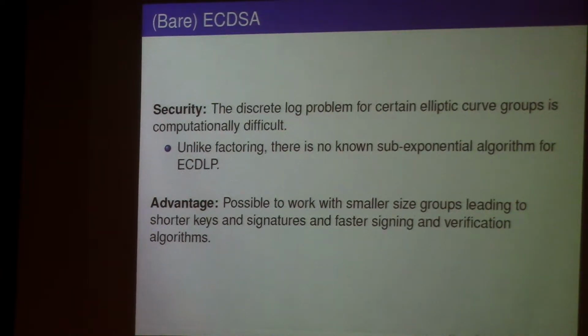Very broadly speaking, that would be the current state of knowledge. And since this is considered to be more difficult, the advantage is that one can work with smaller size groups. So your q can be much smaller than this 2048-bit RSA modulus.